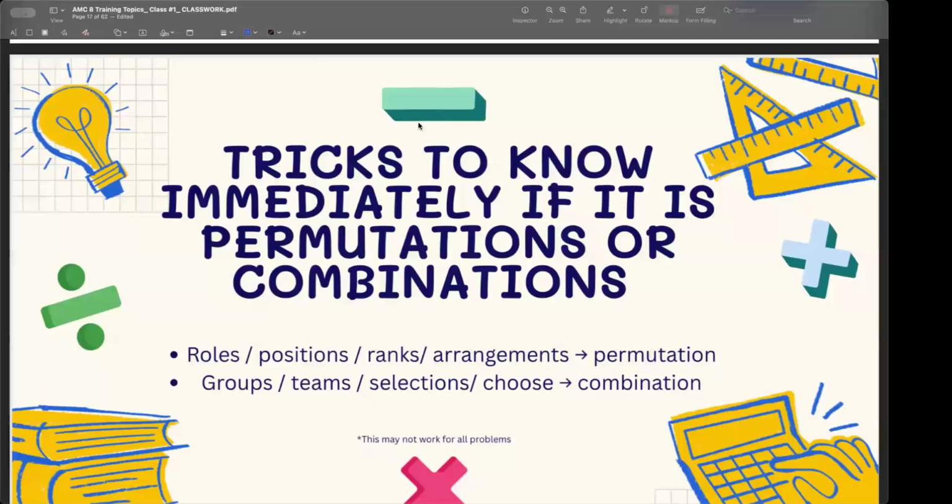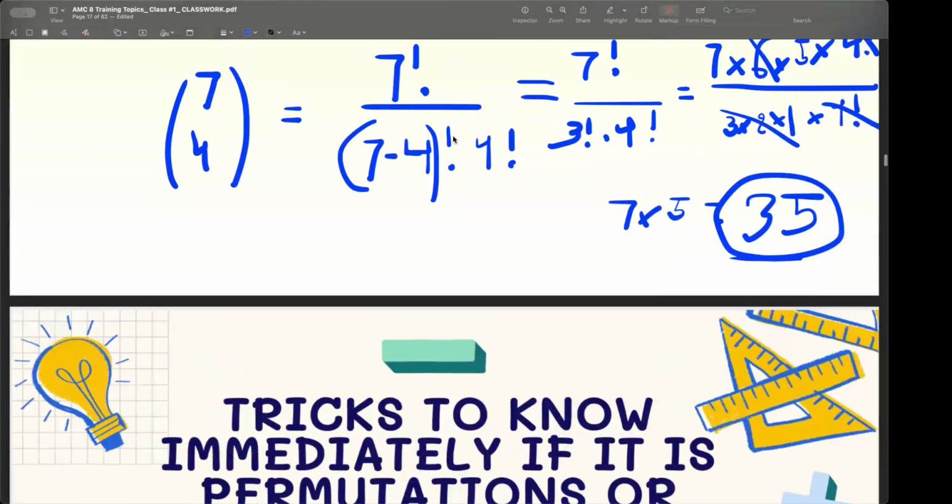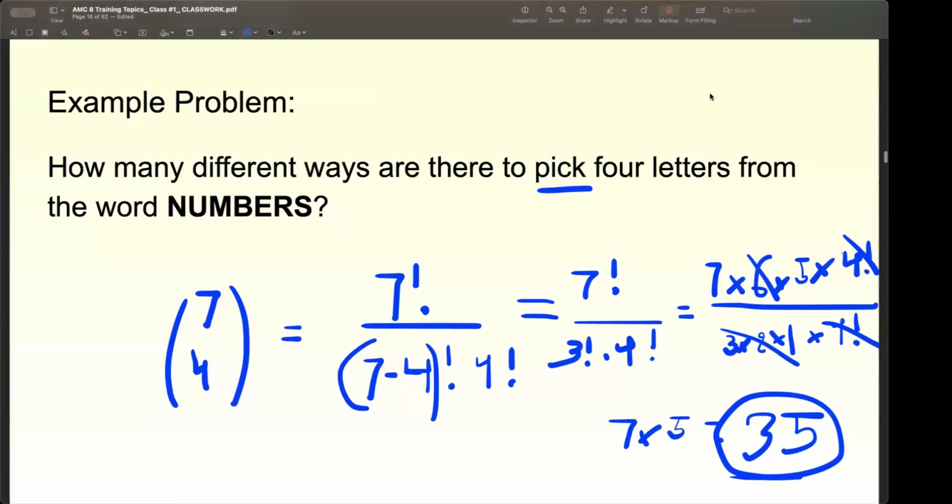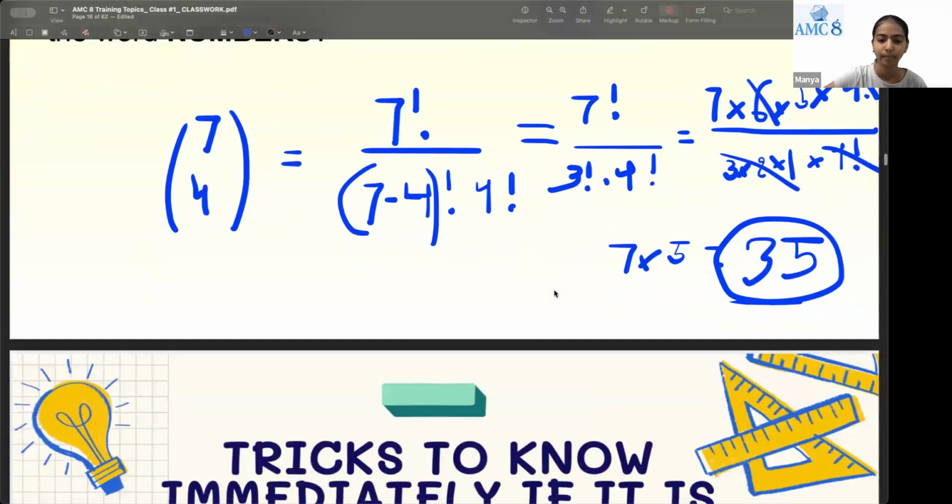No. Earlier, okay, did it. You said that we didn't do the times 4 factorial, and then you changed it again. Oh, that's why. Oh, okay.